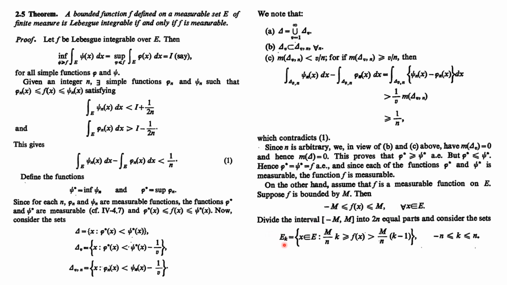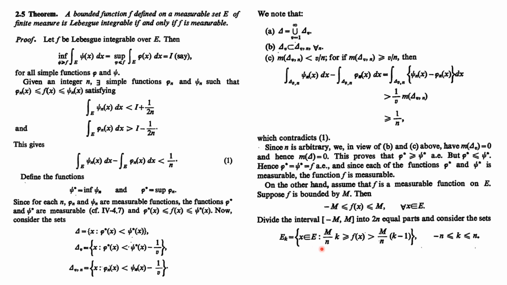Now divide this interval into two n unequal parts and consider the sets E k. Now what is the set E k? It is the set of all those points from E where f of x satisfies this condition, that f of x is lying between m by n times k minus 1 and m by n times k, where our k is varying from minus n to n, right? Minus n to n means two n unequal parts.